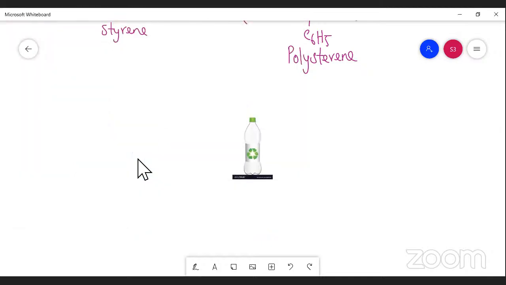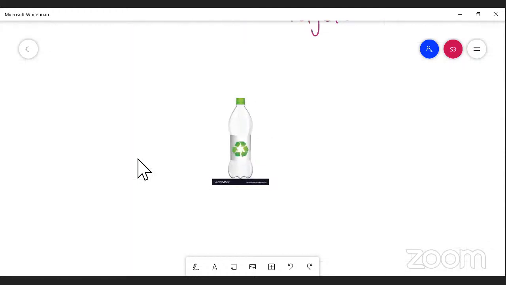Listen. Have you noticed the symbol? There is a number from 1 to 7. Here there may be 1 or 2 or 3. So there is a number on the bottom of the plastic bottle, or maybe on the side of the plastic bottle. So what does it represent? It represents the use of the plastic bottle and how the recycling occurs.